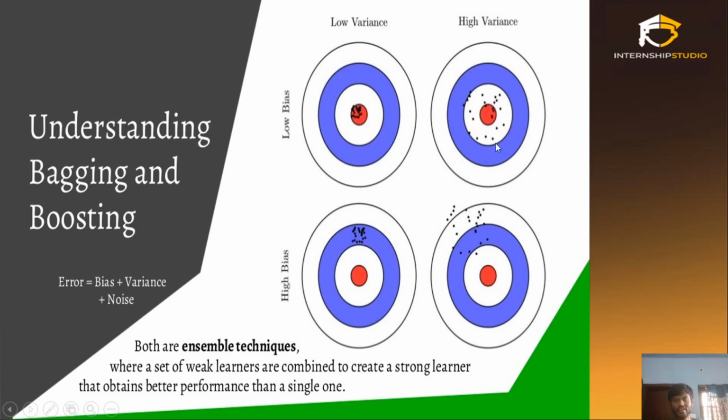So the distribution of the data is not uniform, or the samples are not uniform, so they are spread across. That is what variance refers to. So this is again the worst case, in the sense of high bias and high variance, which is not at all required for us.